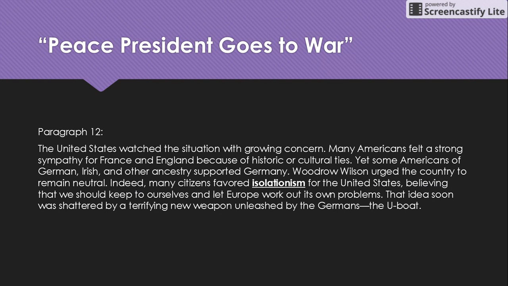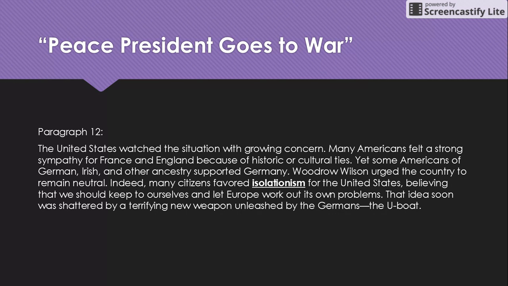The United States watched the situation with growing concern. Many Americans felt a strong sympathy for France and England because of historic or cultural ties, yet some Americans of German, Irish, and other ancestry supported Germany. Woodrow Wilson urged the country to remain neutral. Indeed, many citizens favored isolationism for the United States, believing that we should keep to ourselves and let Europe work out its own problems. That idea soon was shattered by a terrifying new weapon unleashed by the Germans, the U-boat. And remember, if you're in isolation, you're alone, right? You're singled out, away from everybody.